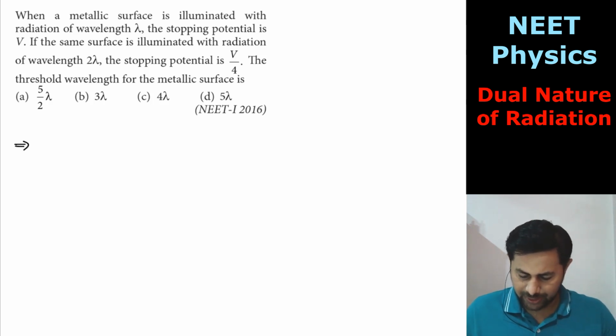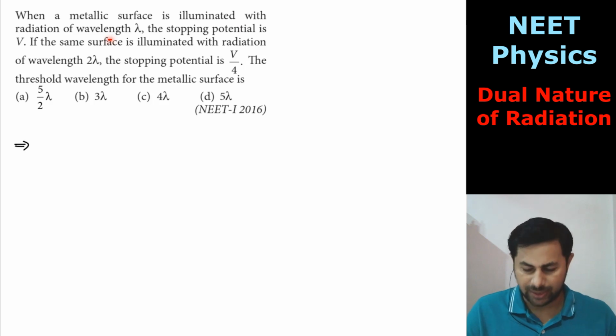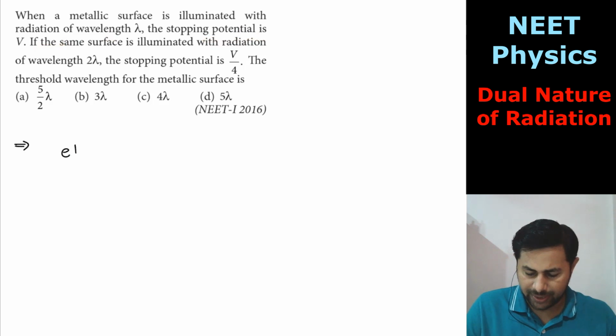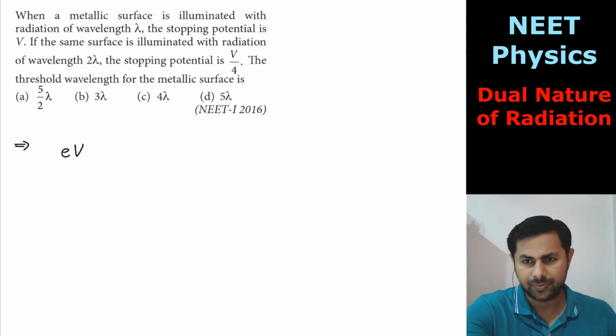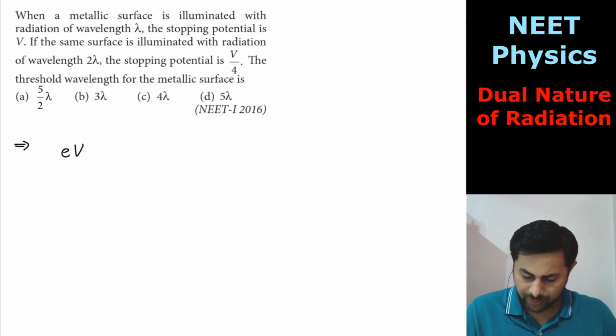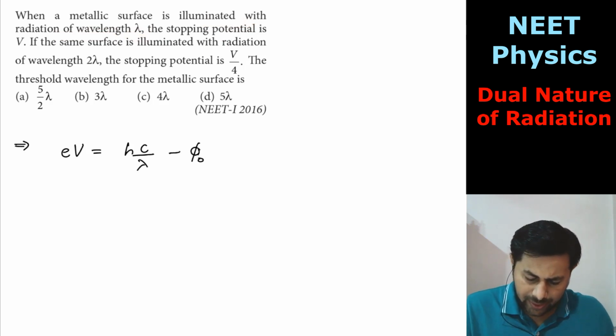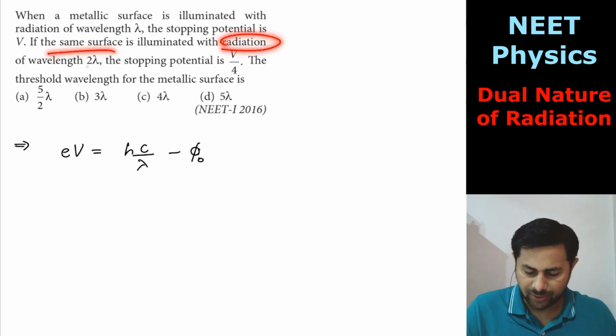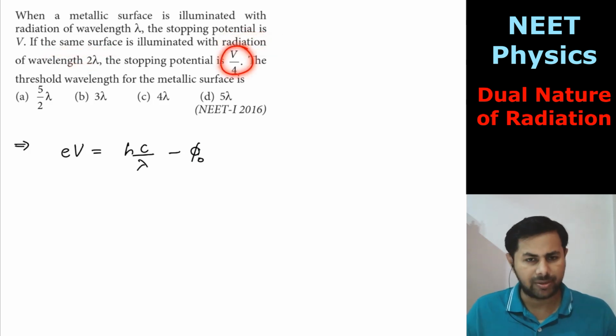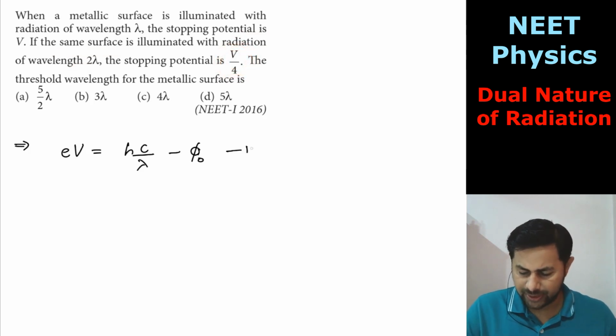When a metallic surface is illuminated with radiation of wavelength lambda, the stopping potential is V. So we can write that E times V would be equal to Hc by lambda, because it is illuminated by wavelength lambda, minus phi naught. And then if the same surface is illuminated with radiation of wavelength 2 lambda, the stopping potential becomes V by 4. So this is the first case.